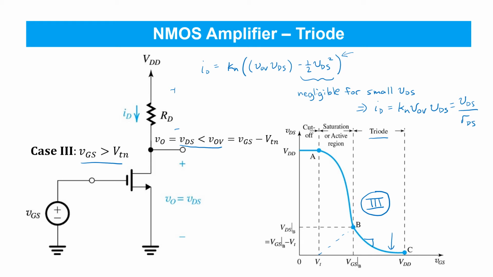Thus, the steepest slope on this plot is obtained while the transistor is in saturation. That's going to be the mode we focus on for use of the circuit as an amplifier.